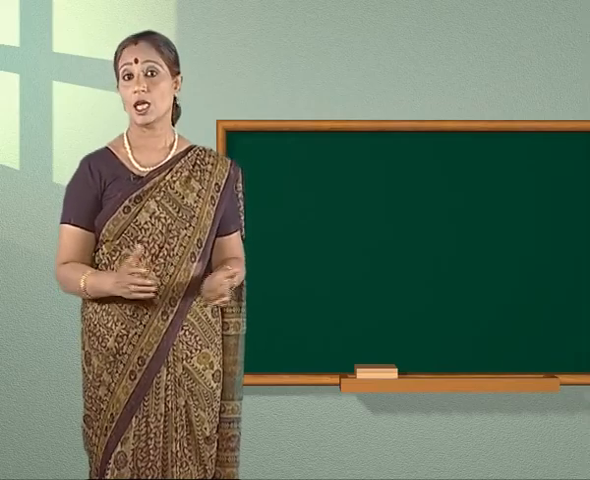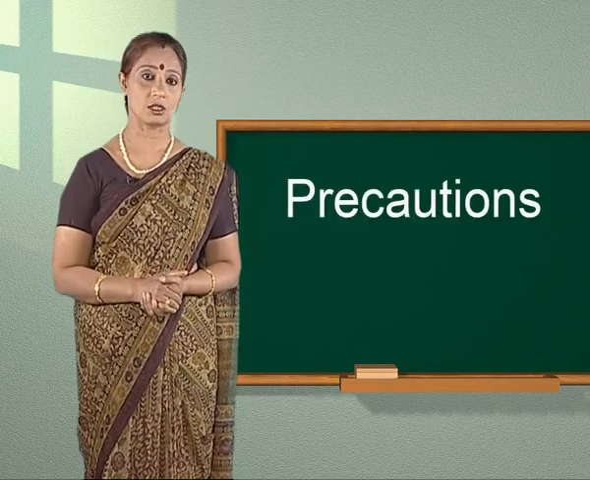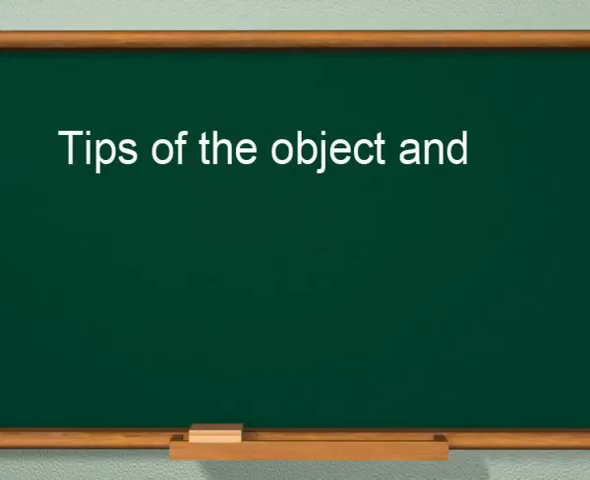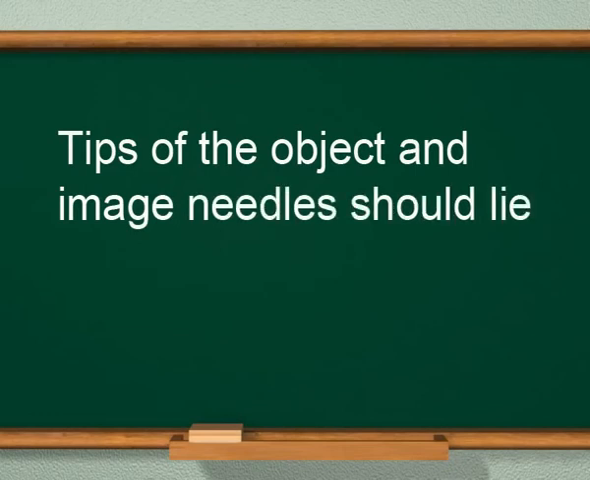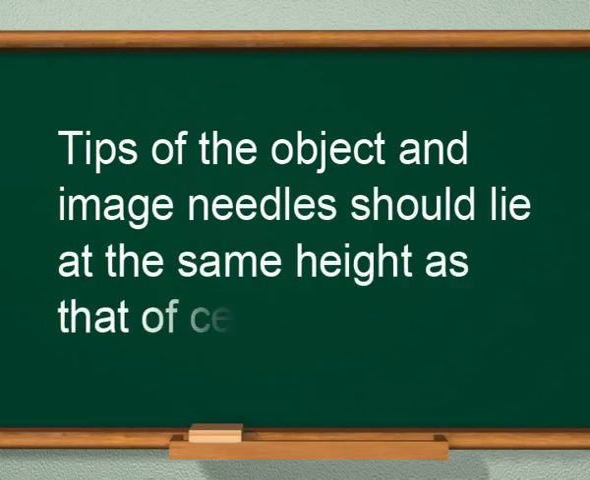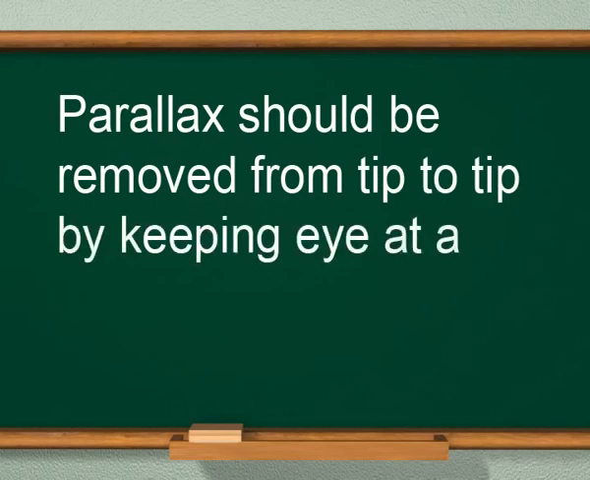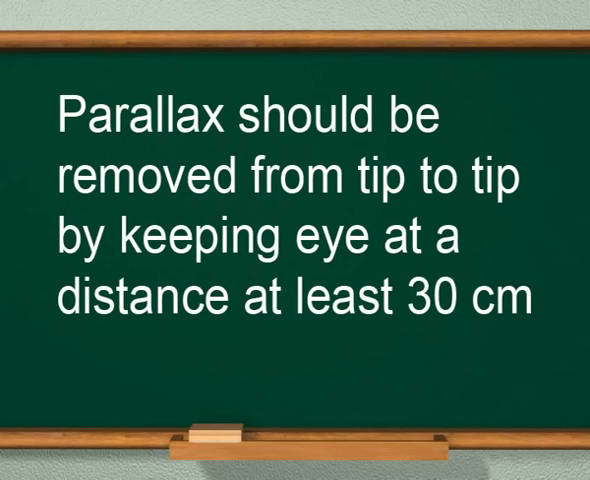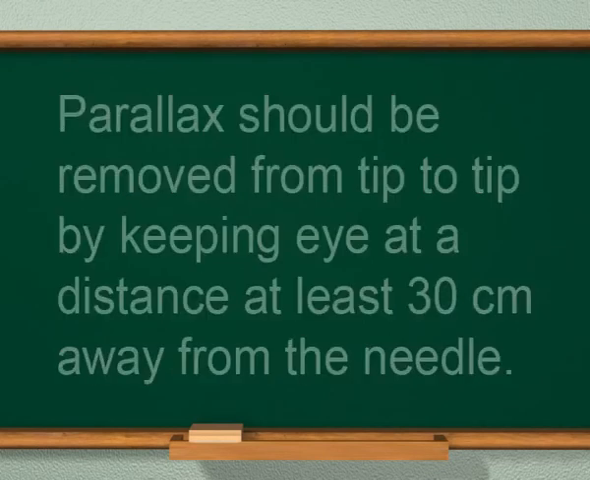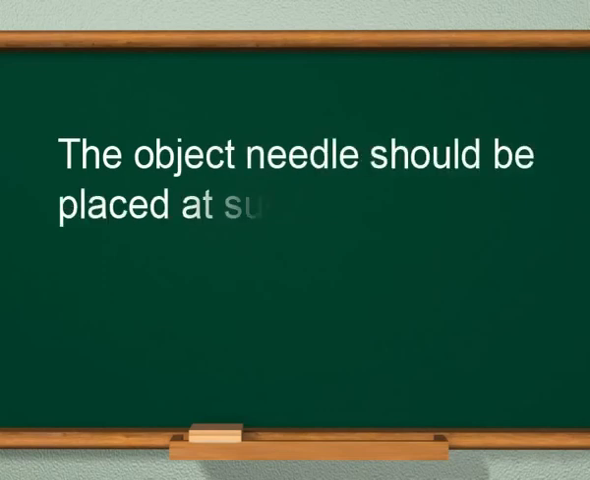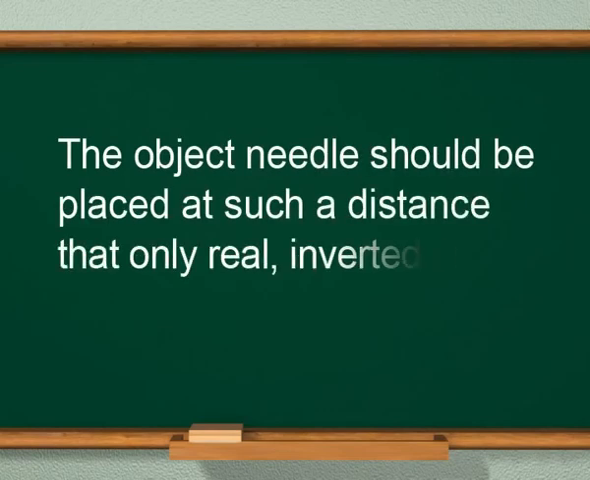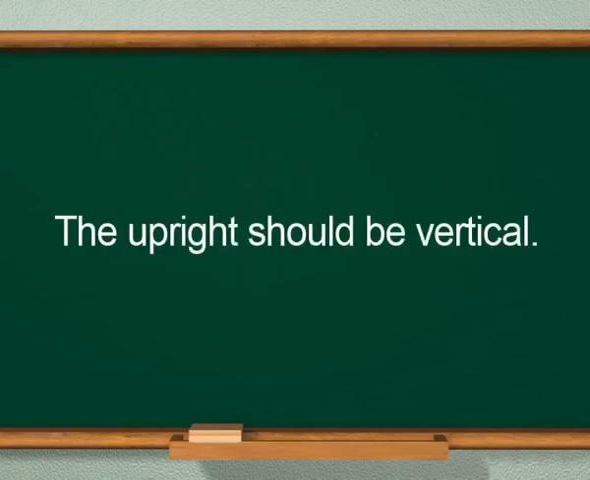During the experiment, you should take the following precautions. Tips of the object and image needles should lie at the same height as that of center of the lens. Parallax should be removed from tip to tip by keeping eye at a distance at least 30 cm away from the needle. The object needle should be placed at such a distance that only real inverted image of it is formed. The upright should be vertical.